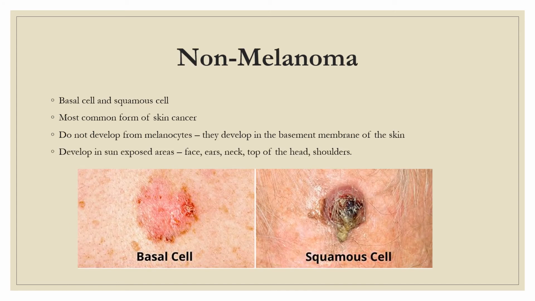So we're going to go over non-melanoma first. And these are split up into either basal cell skin cancer or squamous cell skin cancer. Non-melanoma is the most common form of skin cancer. They do not develop from melanoma sites. That would be more on the melanoma side. They actually develop in the basement membrane of the skin. Non-melanomas typically develop in sun-exposed areas. So if you think of the face, the forehead, tops of the ears, the neck, tops of the head, tops of the shoulder, the arms are very common places for non-melanoma skin cancer.